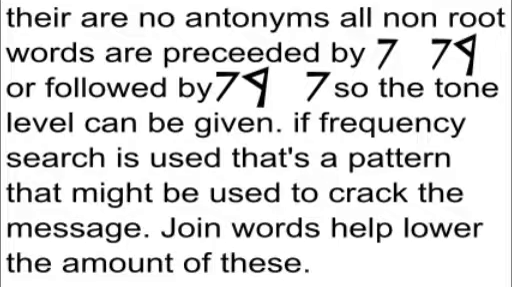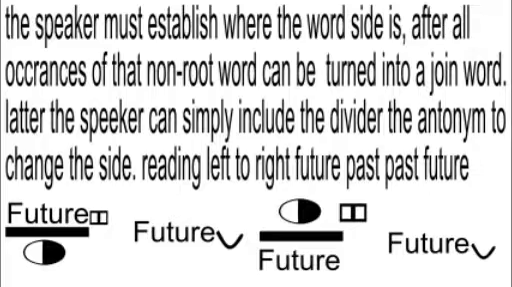Join words help lower the amount of these, but they are still needed to change the word side location of the non-root word. The speaker must establish where the word side is. After that, all occurrences of that non-root word can be and should be turned into a join word. Later the speaker can simply include the divider and the antonym to change the word side. Reading left to right, the first one is future, the second one is past, the third one is past, the last one is future: future, past, past, future.